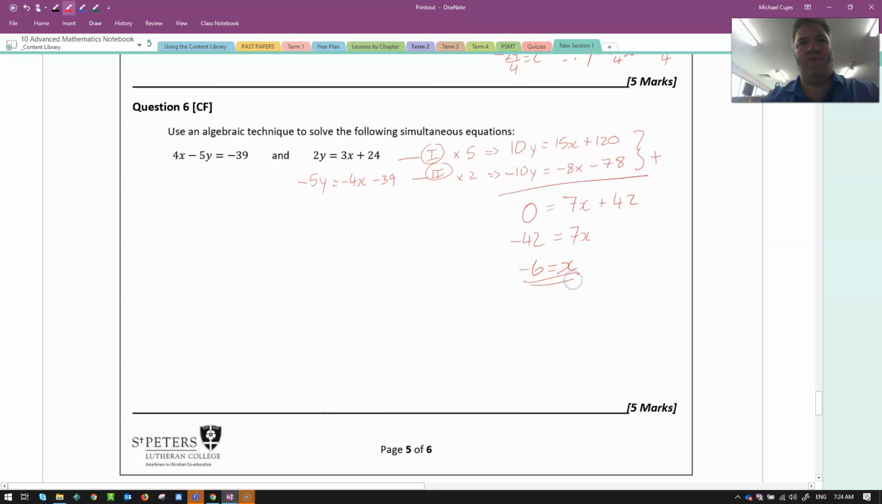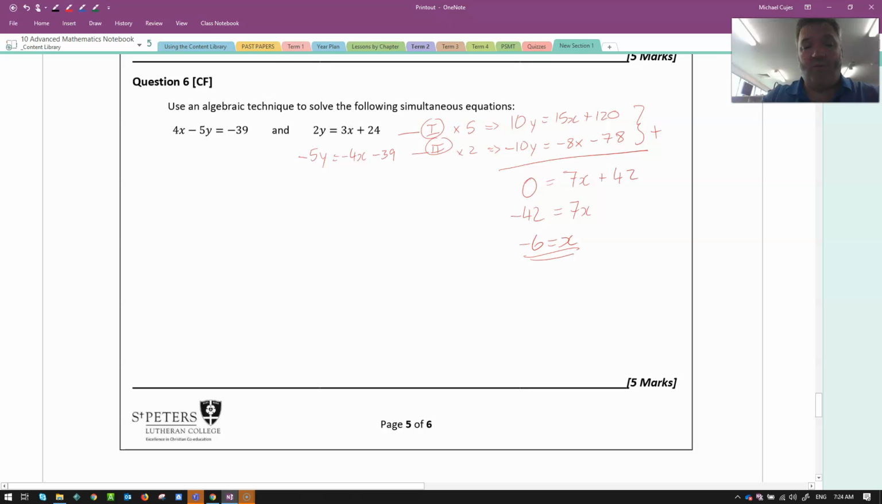And you go, thought that was supposed to be complex familiar, Chewers. But you don't stop there, do you? A lot of people get tempted to. Some of you did in the exam. You don't stop there. You've only found x. You've got to find y.